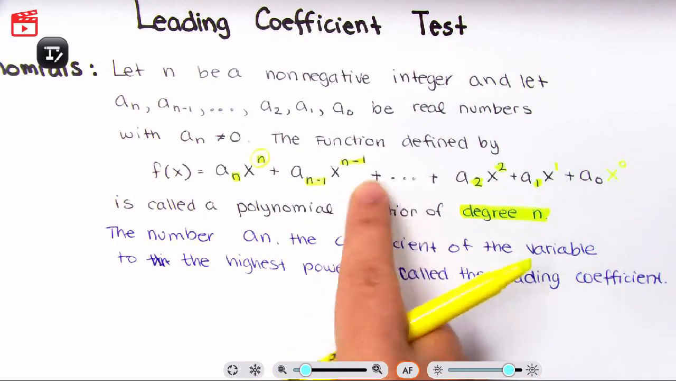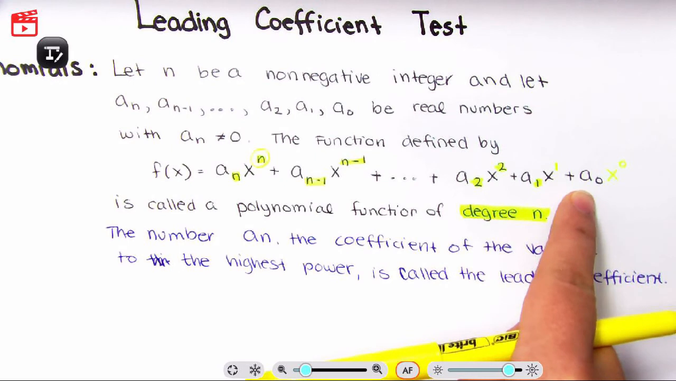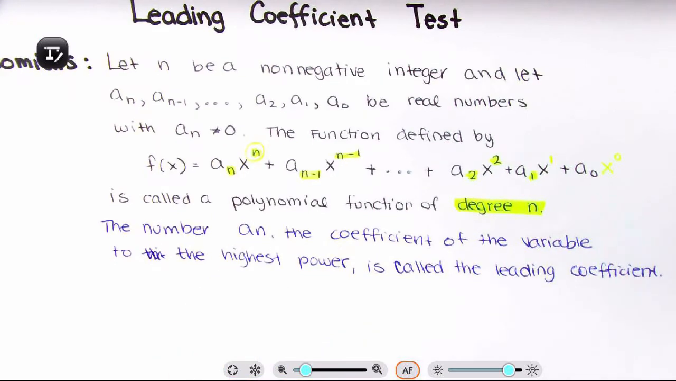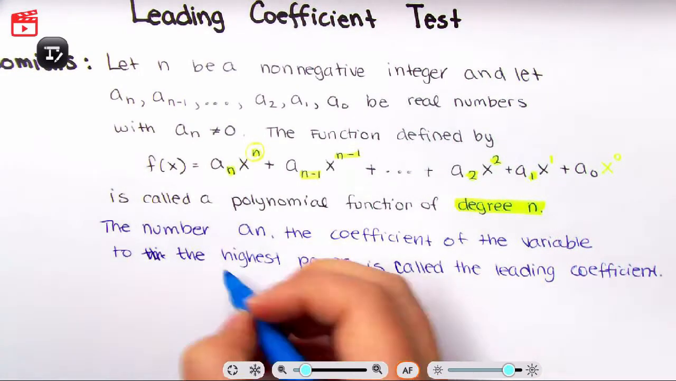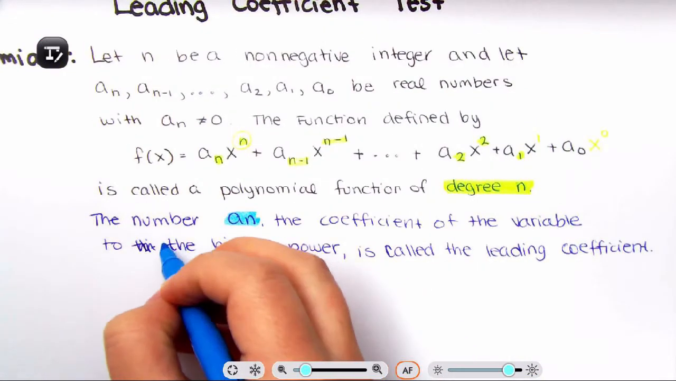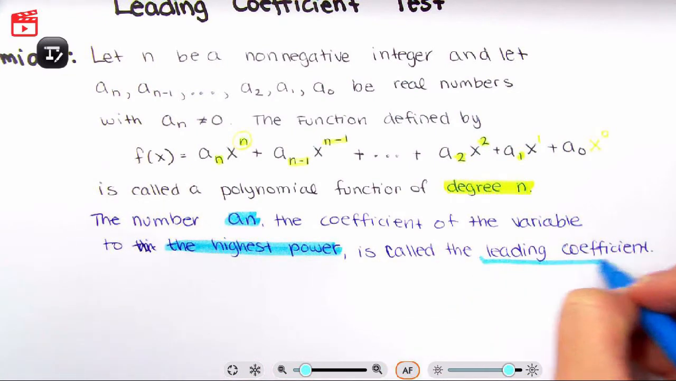So here's the dot, dot, dot, all the way down until you get to just the constant without any variables next to it. So the a sub n is the coefficient. And the coefficient we're looking for when we are doing the leading coefficient test is the one attached to the highest power. So we want a sub n attached to the highest power to get the leading coefficient.